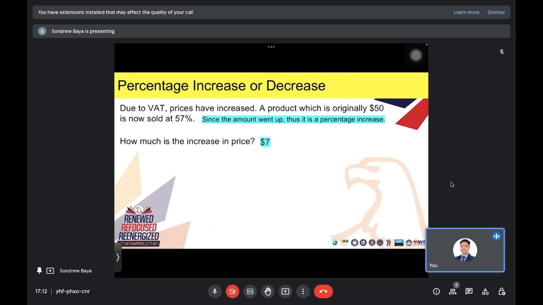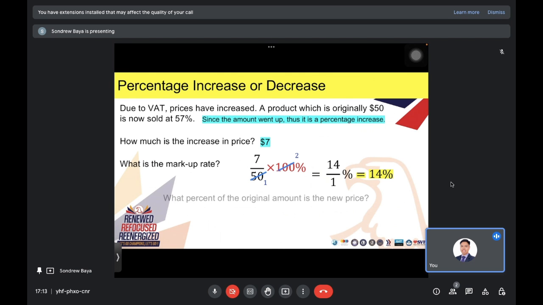To compute for the percentage increase, by the way, when you talk about percentage increase, some questions would call it markup rate. Markup rate is the rate at which the price was increased by a certain amount. So this now becomes 7 out of the original 50. Take note, it should always be out of the original 50. Computing or changing it to a percentage, that would be 14%. Alright?